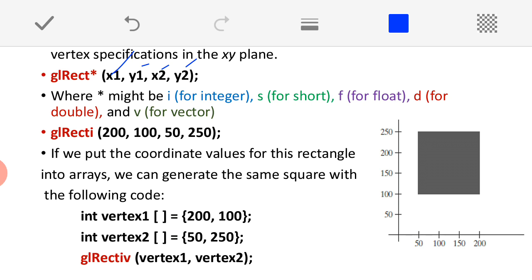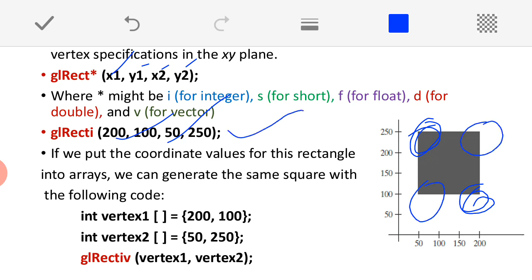Say for example, normally it will be with these 2 points. So, I am going to call 200 comma 100 and 50 comma 250. If I define these 2 points, I can automatically calculate the other two, and that will be done automatically by this ready-made function itself.